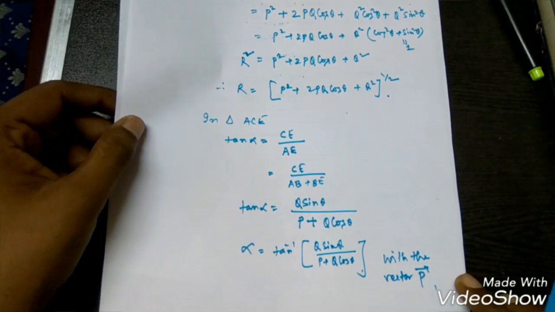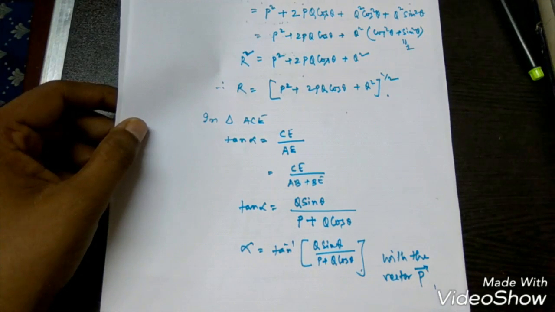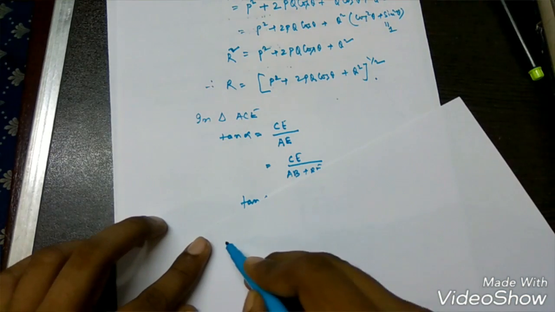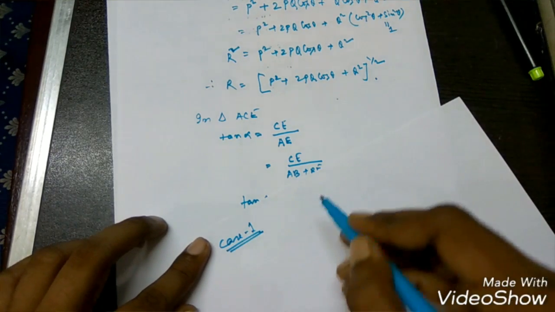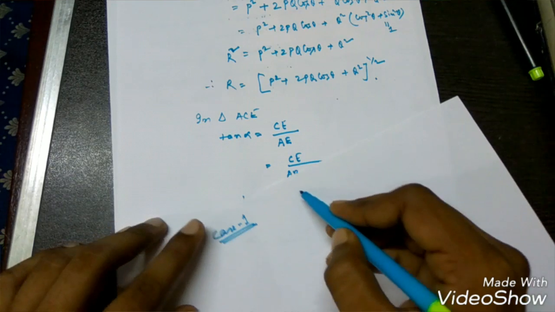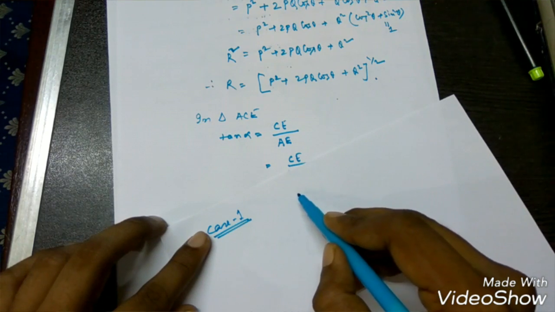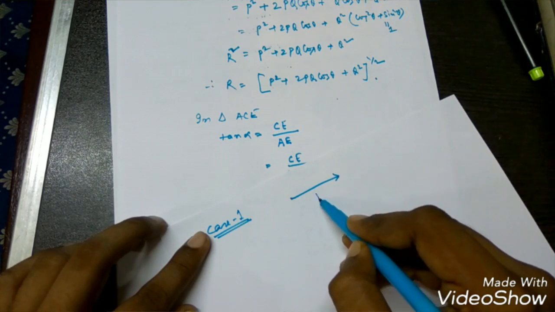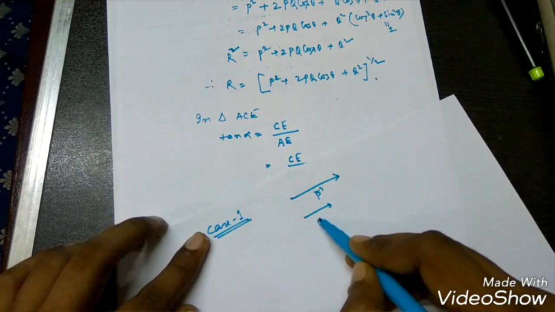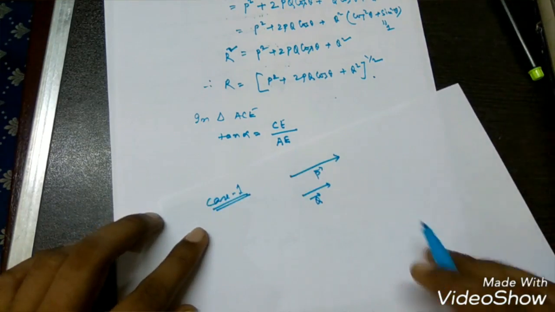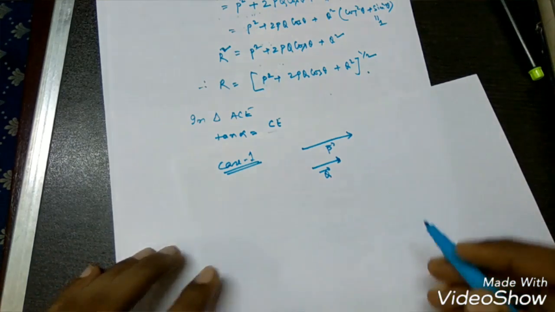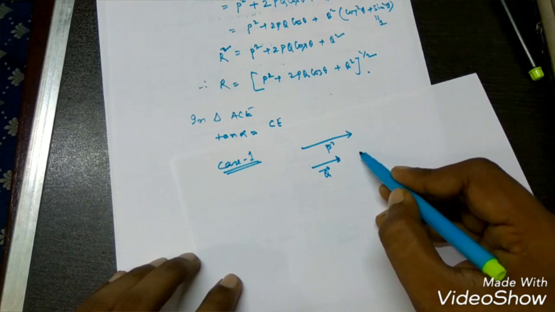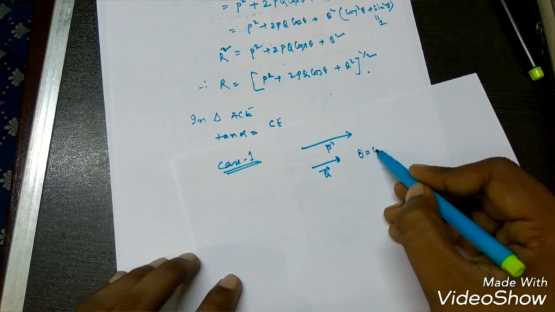Next I am discussing some special cases. Okay. Let's start. Case 1. Let us suppose the vectors P and Q are in a straight line and the direction is the same. So P and Q have a common direction. Okay, so the angle between them will be theta is equal to 0 degrees.